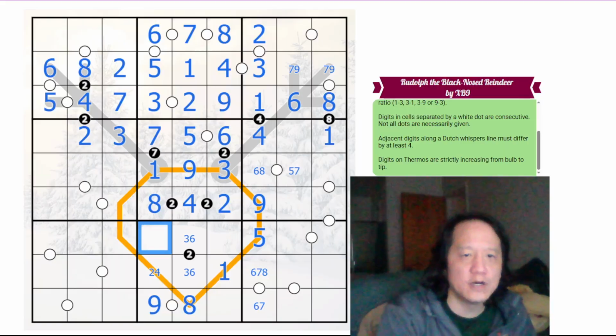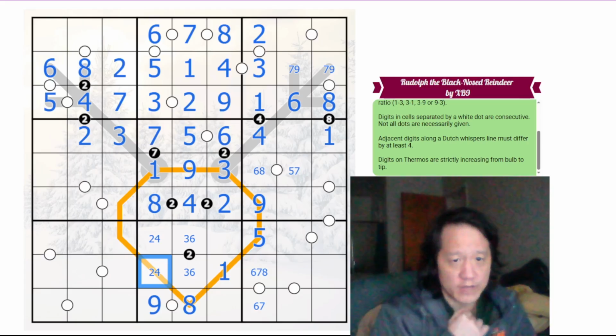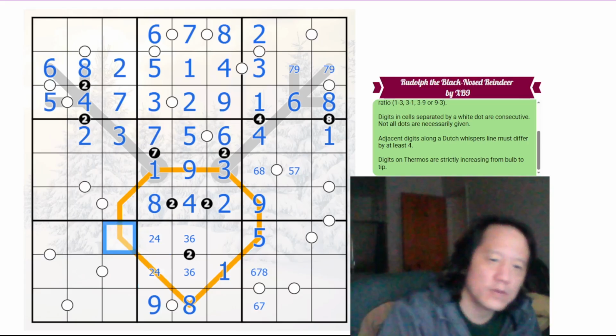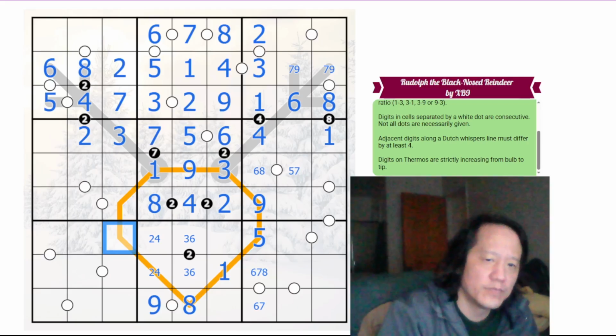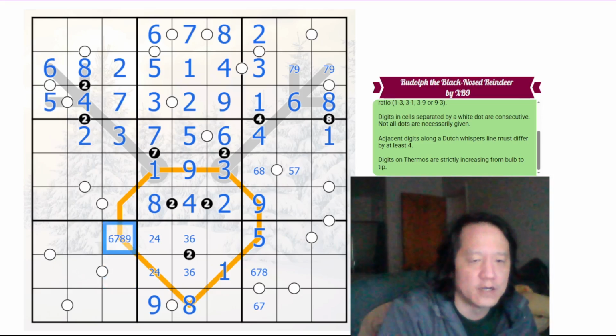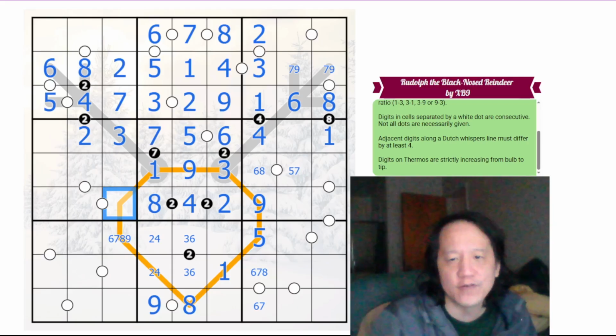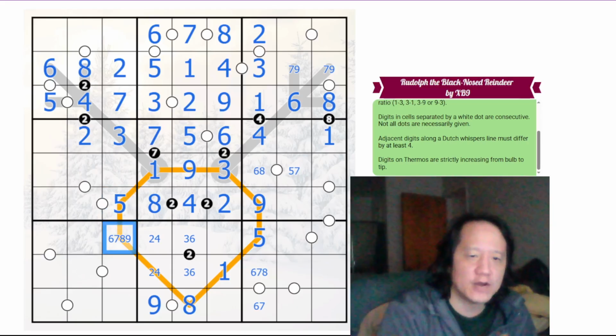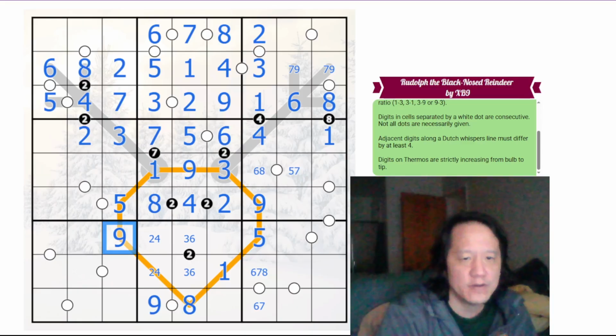Remaining digits in column 4 are 2 and 4. These can only be next to 6, 7, 8, 9 on a whisper 4 line. And this digit must be 4 away from 1 and 4 away from 6, 7, 8, or 9. So again, this has to be a 5. So this is 5, which forces this to be 9.